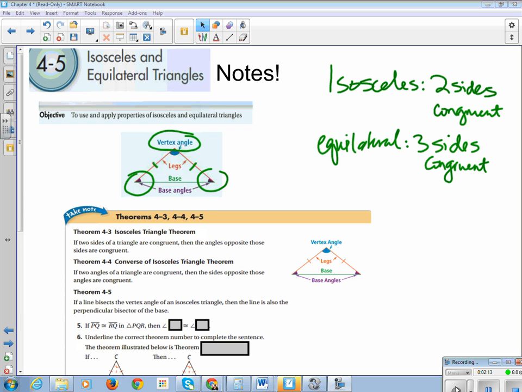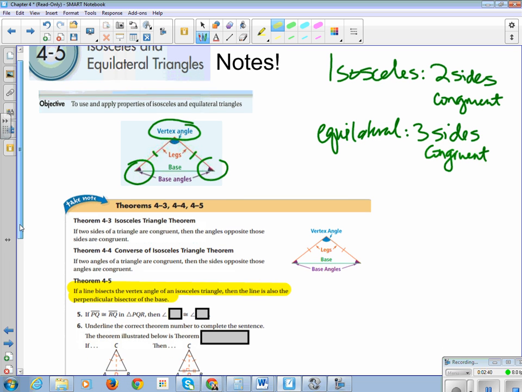Theorem 4-5 says, if a line bisects the vertex angle of an isosceles triangle, then the line is also the perpendicular bisector of the base. This one is not as self-evident, so let's highlight it to make sure it doesn't get mixed in. It's got a different flavor than the isosceles triangle theorem and the converse of the isosceles triangle theorem. So let's break that down a little bit.